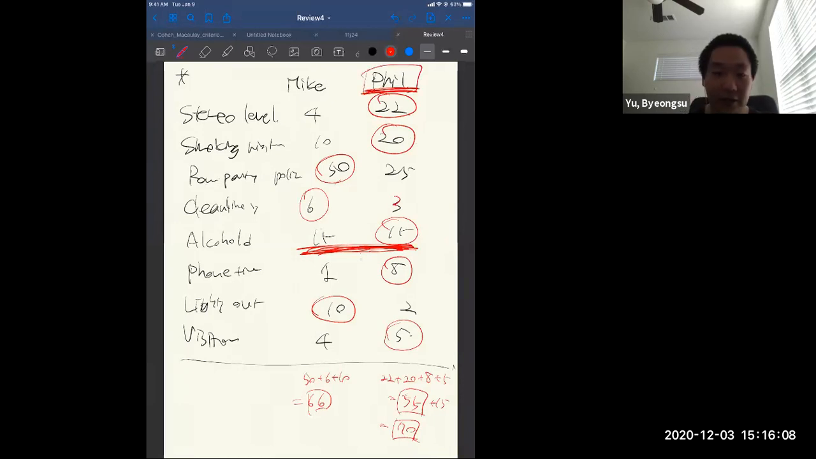So you need to find the profit ratio. For stereo rubber, it is 22/4, which is 5 point something. And smoking right, it is 20/10, which is 2. In case of alcohol, it is 15/15, which is 1. In case of phone time, it is 8/1, which is 8. And in case of visitor policy, it's 5/4, which is 1.25. So the lowest profit ratio came from alcohol, right?